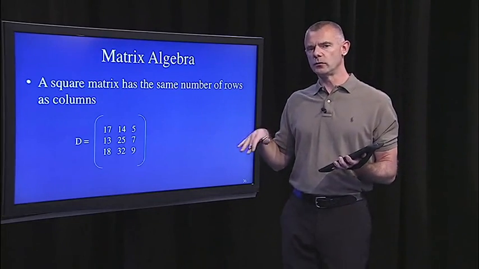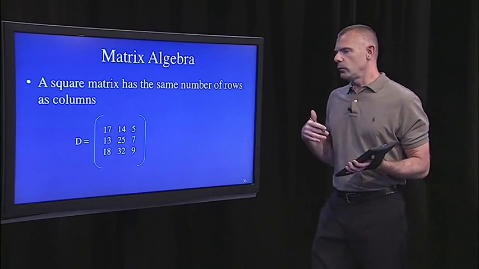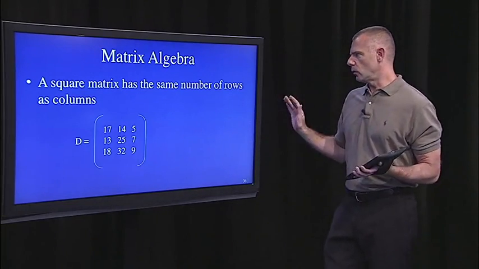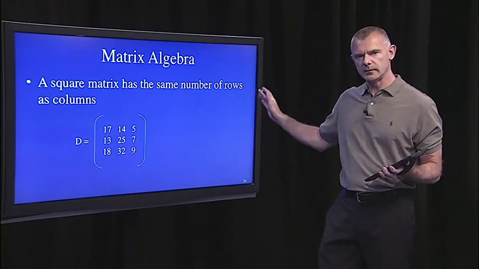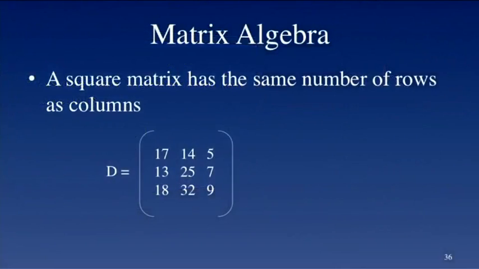Now I want to move to talking about special types of matrices. So you've seen examples like this. A square matrix has the same number of rows and columns. Here's an example with some random numbers thrown in.